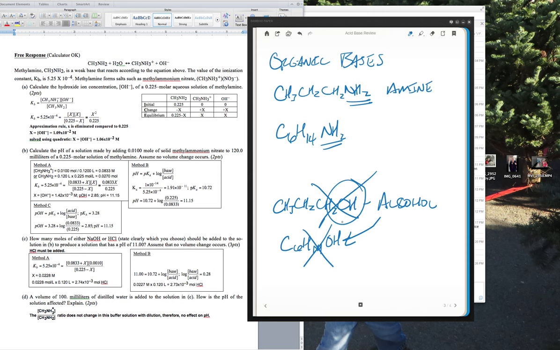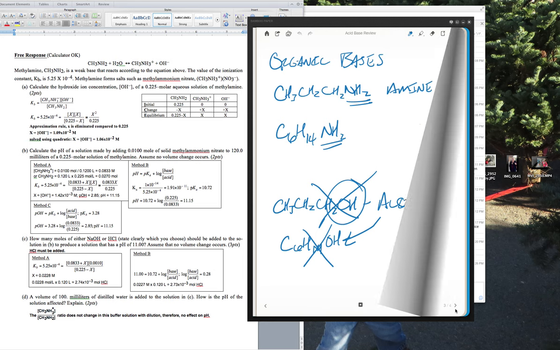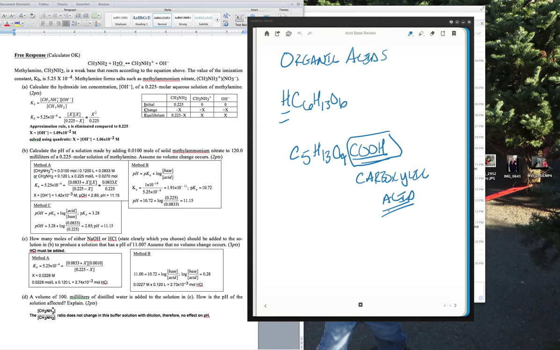Remember that if it's not organic but a regular base, it's some metal plus a hydroxide. Metals plus hydroxides. Non-metals and hydroxides do not give you bases, right? Only metals and hydroxides give you bases. So acids are usually H's plus non-metals.